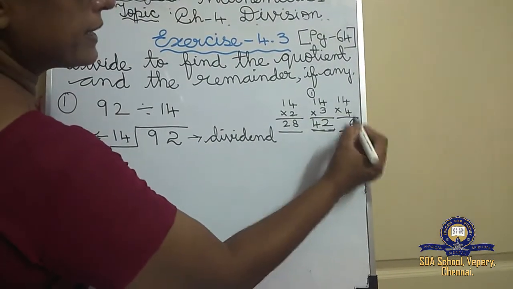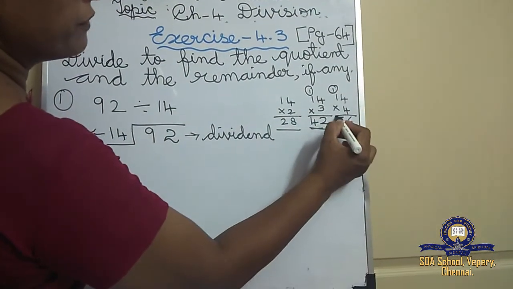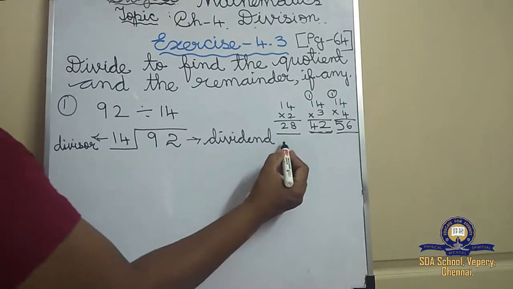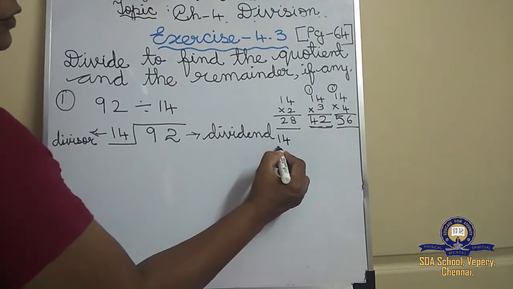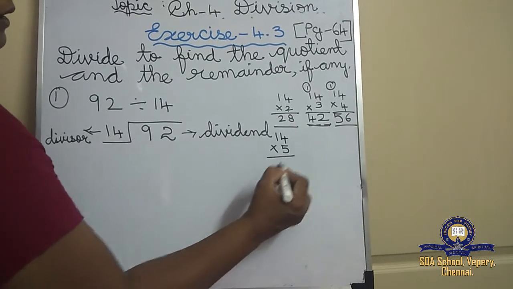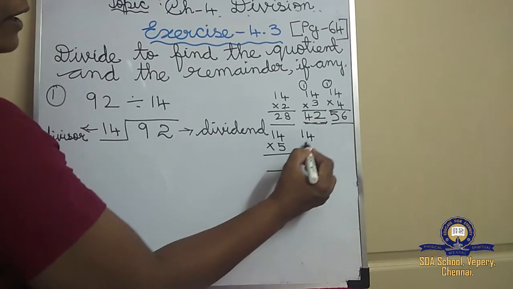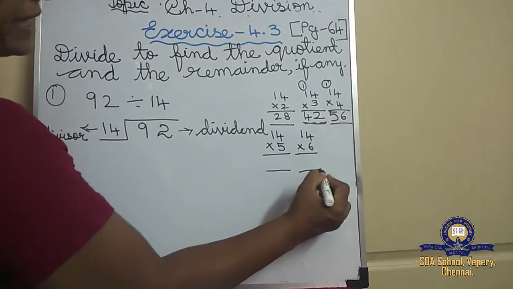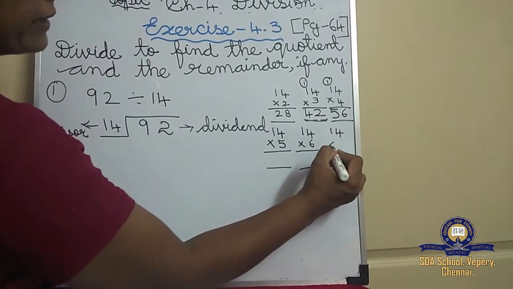So 4 fours are 16, 4 ones are 4, 5, 56. So this also will not go. So again what you have to do? 14 fives are, 14 sixes are. Like this if you find out means it will be easy for you. For that only I am teaching like this.